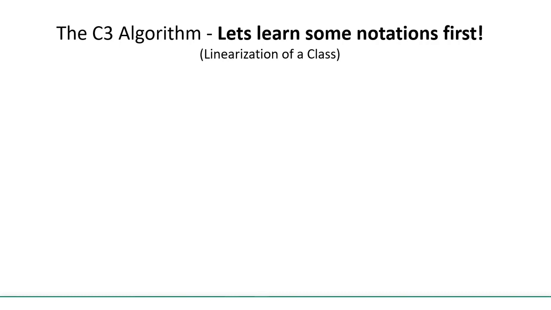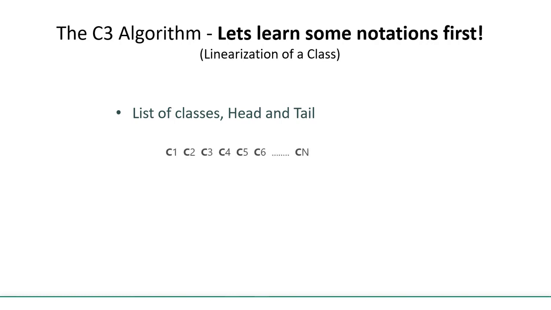Before we get into the algorithm details, let's learn some notations first. We have list of classes, head and tail, which are a few notations that we would be using in the algorithm. Let's say we have class C1, class C2, class C3 till class Cn; they are termed as a list of classes. The first class in this list is termed as head, and the remaining set of classes are together termed as tail.